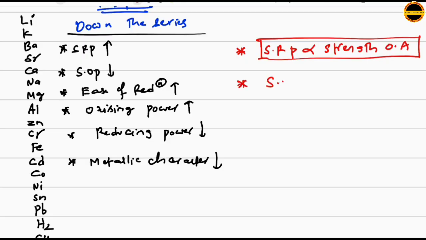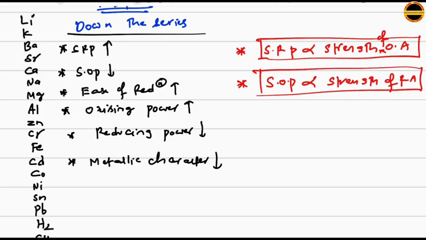Similarly, SOP is directly proportional to strength of reducing agent. If any substance has more SOP, it easily undergoes oxidation, and easily undergoes oxidation means it acts as a reducing agent. So you can specify strength of oxidizing agent, strength of reducing agent. More SOP means better reducing agent. More SRP means better oxidizing agent.